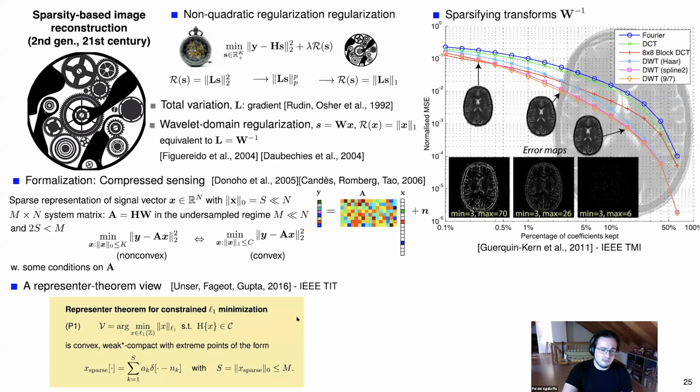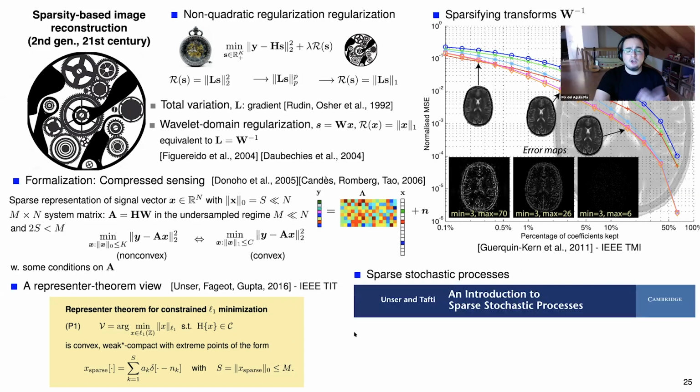So the formalization of the theorem goes like so. If we're trying to minimize the L1 norm within a constraint on the imaging operator lying in a closed convex set, the theorem says that the set of results will be convex, weak star compact, and will have extreme points that are basically sparse.